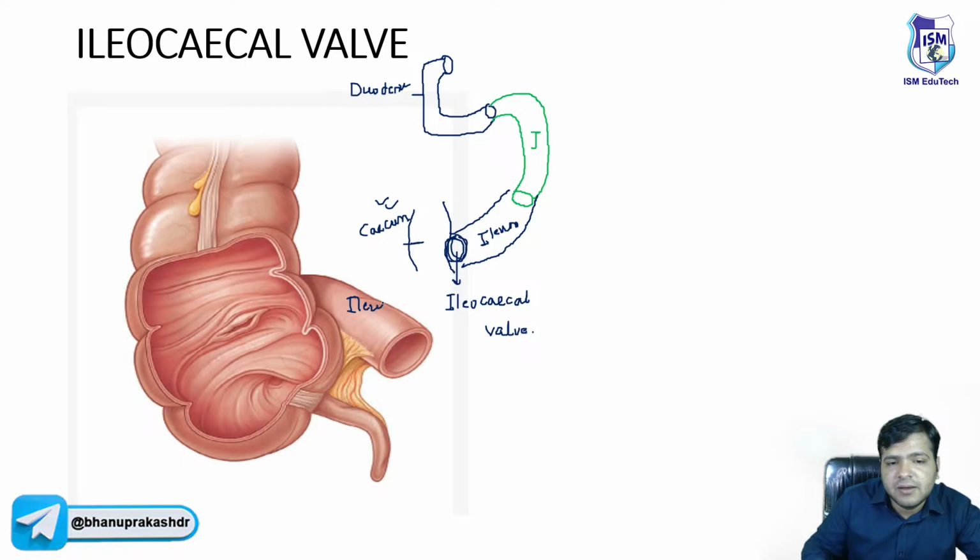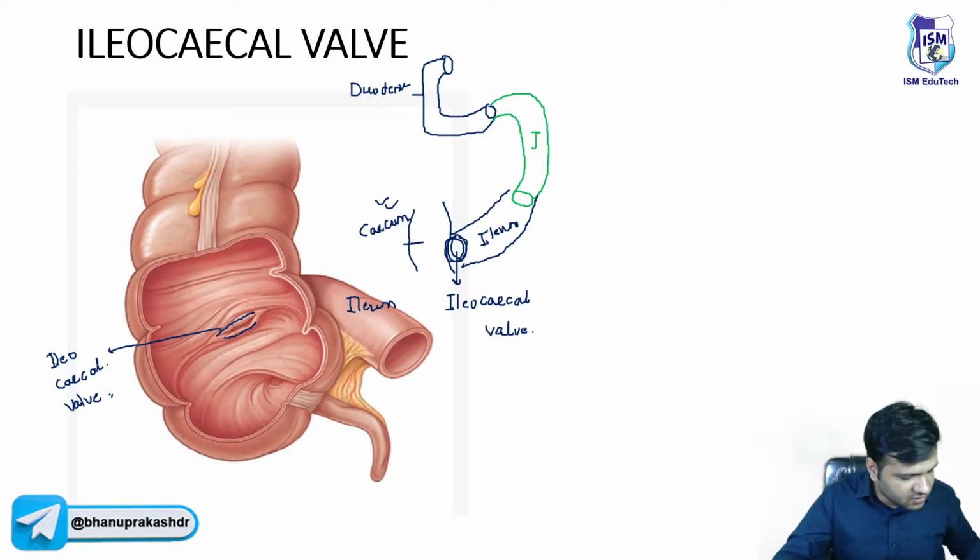So you can very well see that this is the ileum part, beta. And if we talk about the ileocecal valve, beta, this is the ileocecal valve. It is opening in the cecum.